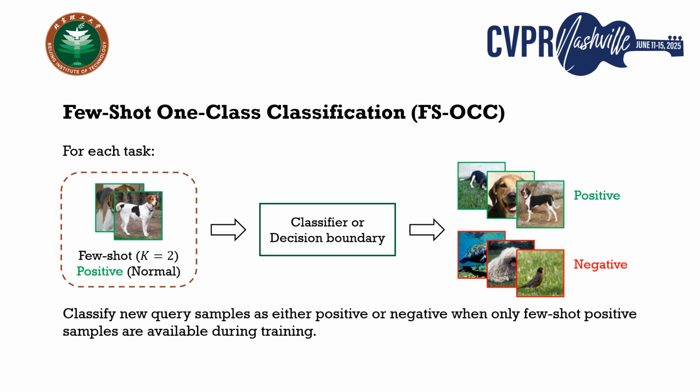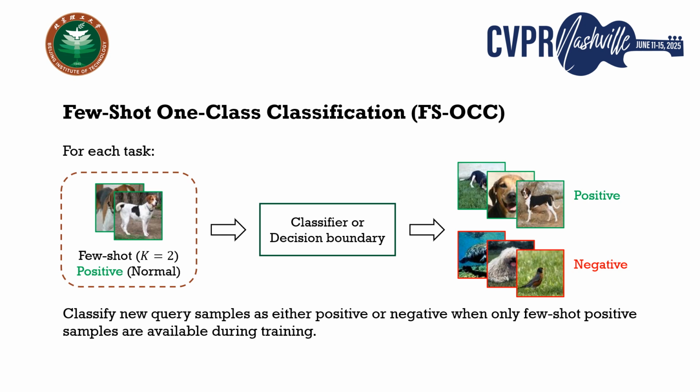Few-Shot One-Class Classification, or FSOCC, is a task where only a few positive samples, also called normal samples, are available during adaptation, and the goal is to classify query samples as either positive or negative. This setup is critical in domains like anomaly detection or industrial monitoring, where only normal data is available during training and anomalies are rare or undefined.